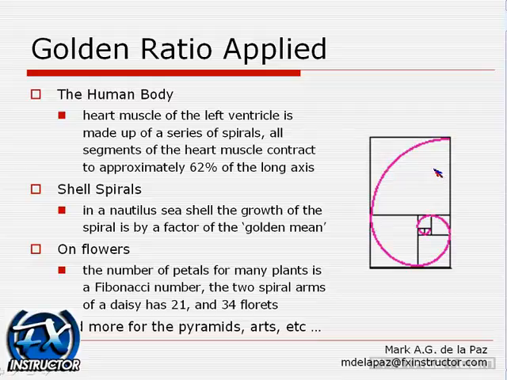You get a flower, and in many flowers, the number of petals, daisies. In our example here, a daisy. The number of florets in a daisy has 21 in one spiral and 34 in another. Remember, guys, 21 and 34 are actually numbers in the Fibonacci series. You get the human body, and all segments of the heart muscle contract by 62%, along the y-axis.